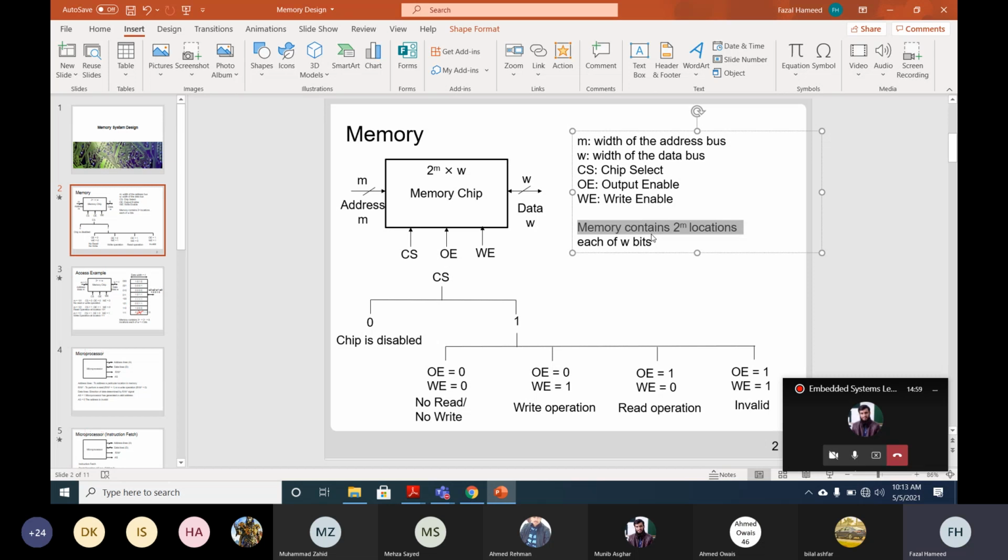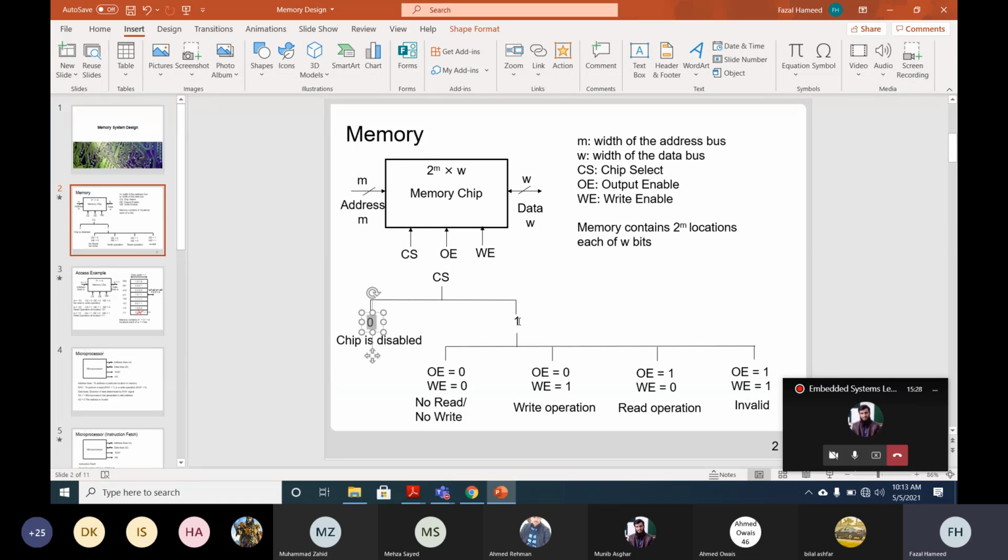Now there are two scenarios, based on the chip select. Chip select is 0 or chip select is 1. When chip select is 0, this implies that the chip is disabled. We cannot perform any read or write operation when the chip select is 0.